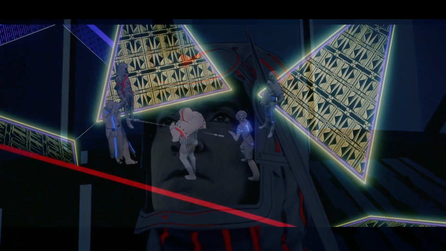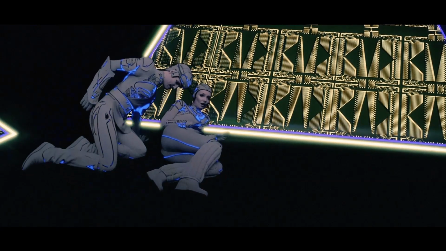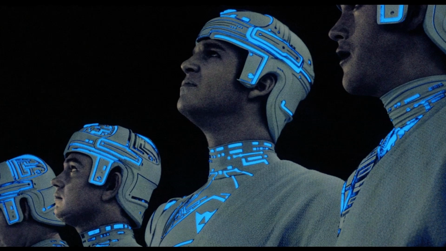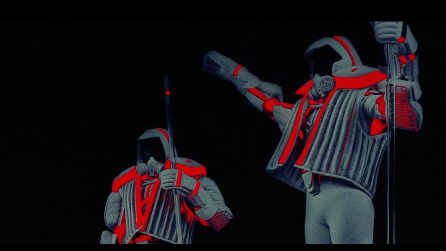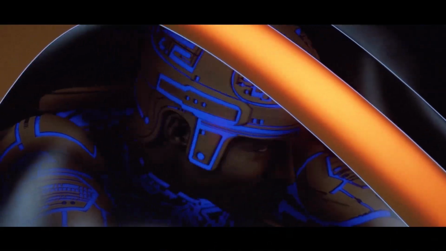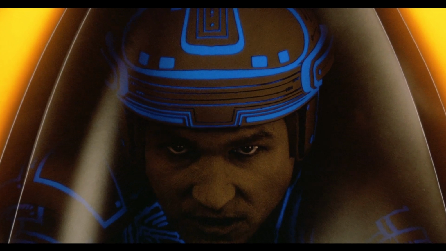The next thing to examine is the use of color and how it delineates, in most cases, the conflict on the grid. For most of the film, the free programs are represented in blue, and the programs that have been assimilated by the MCP are red. There are some scenes, however, most notably in the light cycle battle, where the MCP light cycles are blue, Flynn's is yellow, Tron's is orange, and Ram's is red.